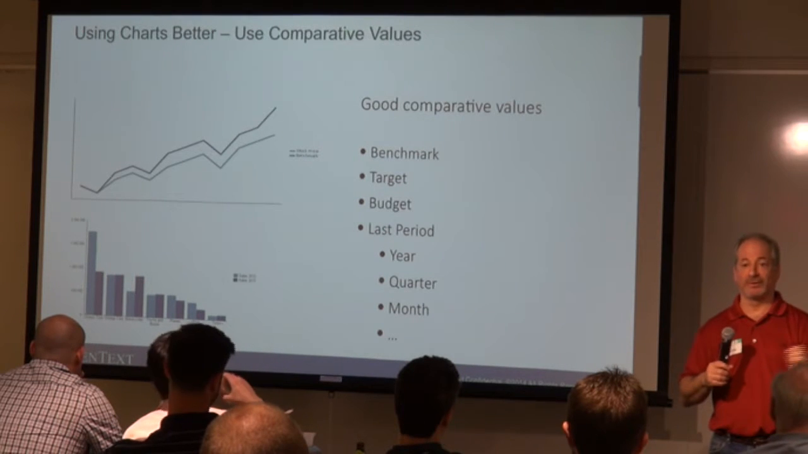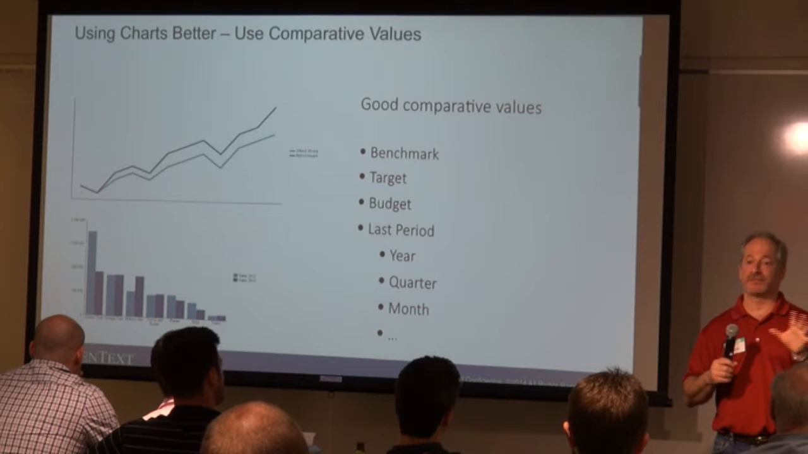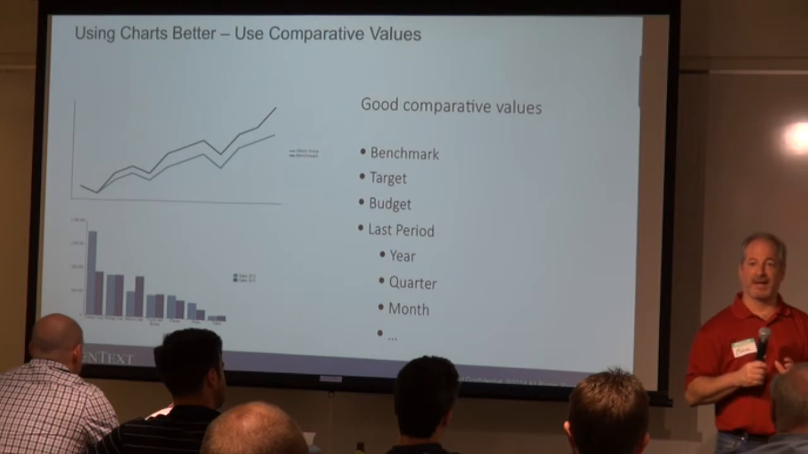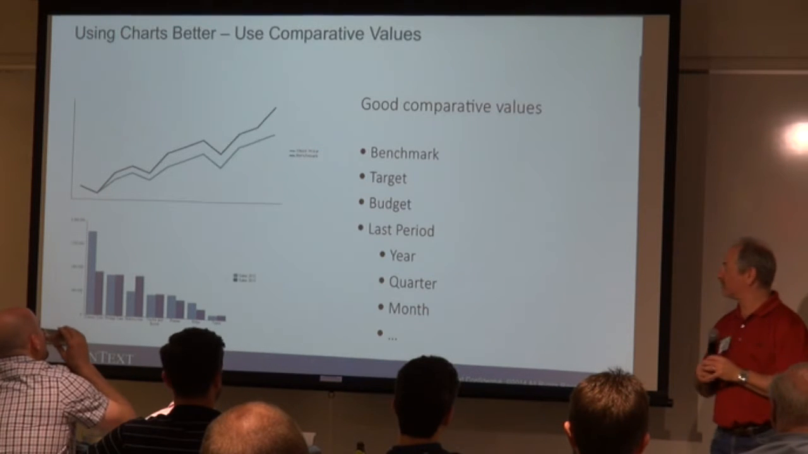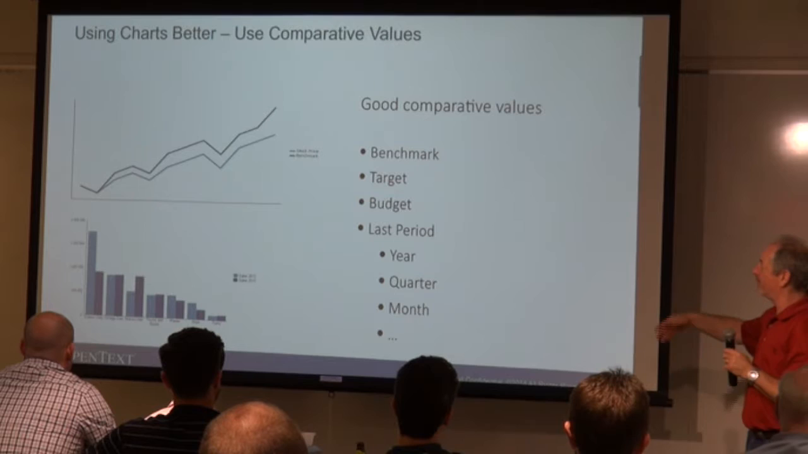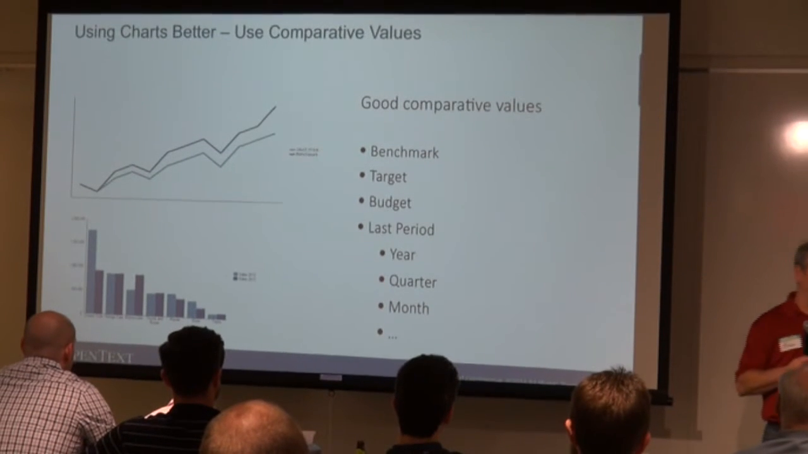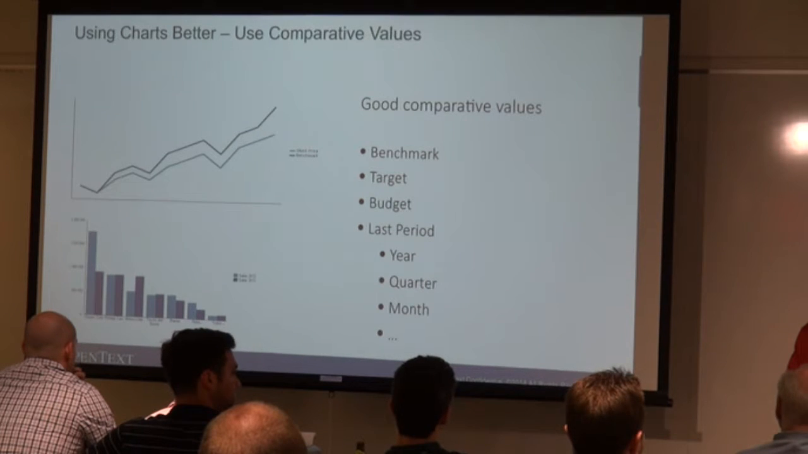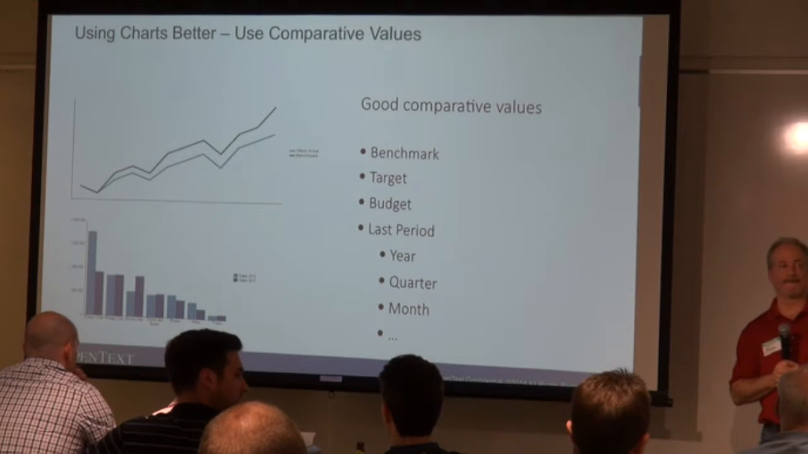I don't know if I'm just looking at a percentage of a whole. Sometimes that's the only story, and that's okay. Pie charts are okay for that perspective. But most of the time, that's not the whole story. So in these cases, usually you want to use some kind of comparative value. You want to compare it to either a benchmark, a target, a budget, and of course, one of the best ones out there, the last period, whether it's last year, last quarter, and stuff like that. Then I could actually see whether things are good or bad.